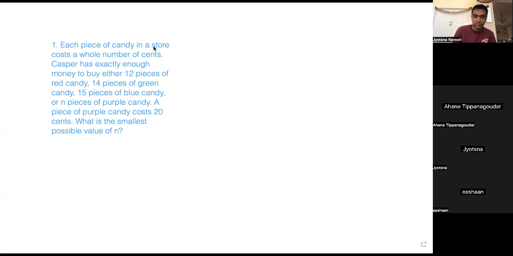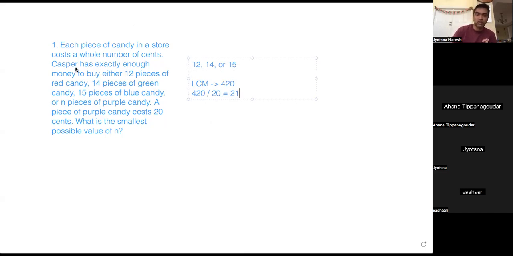Okay, so all I did was take the LCM of 12, 14, and 15, which is the price of the red candy, green candy, and blue candy. And the LCM of those numbers was 420. And then I just divided 420 by 20, the cost of the purple candy, to find the smallest possible value of n as 21. Good. Yeah, so that's exactly right here.